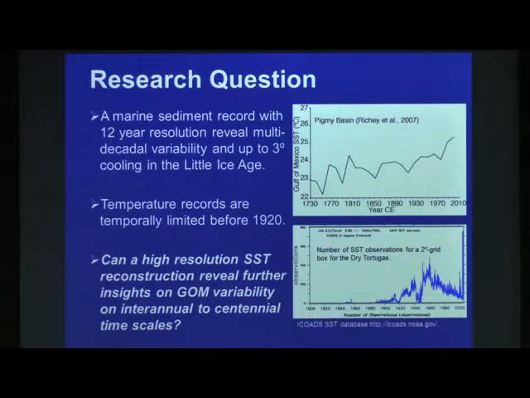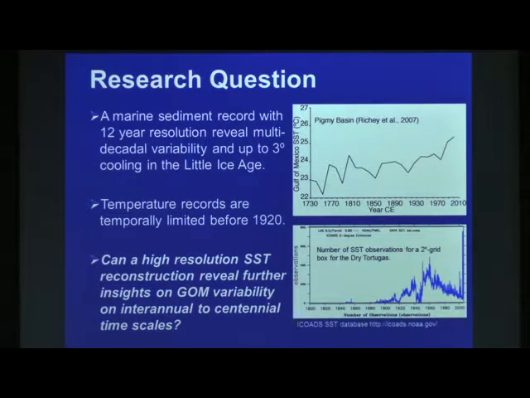So one of the things we wanted to look at is, can a high-resolution record provide us more details on what's going on in the Gulf of Mexico? So if we look at the instrumental records, so the second plot here, I've pulled the grid box for Dry Tortugas, which is a study site from the COADS database. This is the number of observations. So you can see here from 1940 to present, there's quite a few observations. And then it starts to decrease. When we get into the 1920s, there's very few observations.